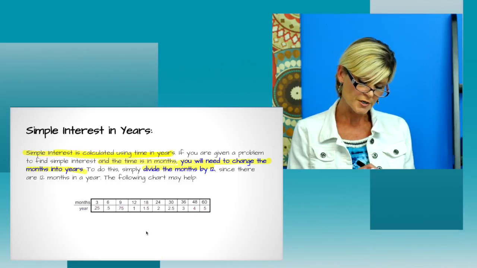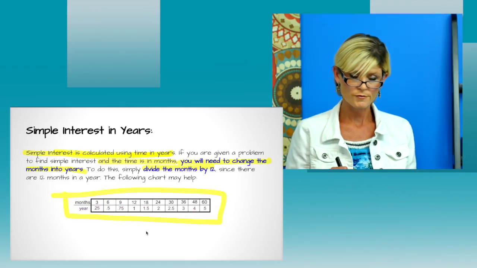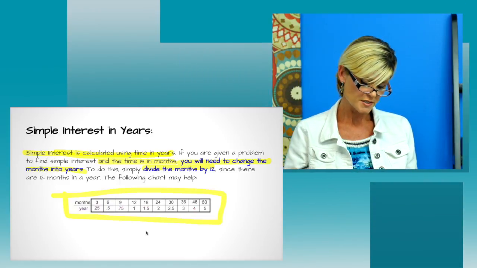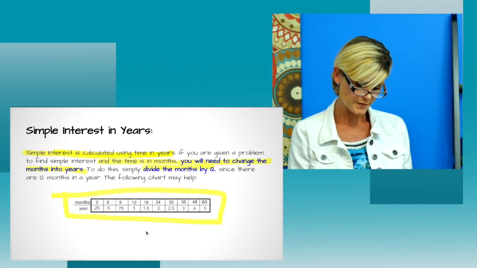Now there is a little chart here that might help you. It's a grid telling you that 3 months is actually a quarter of a year, or 0.25. 6 months is 0.5. 9 months is 0.75, and so on and so forth. That might be helpful.